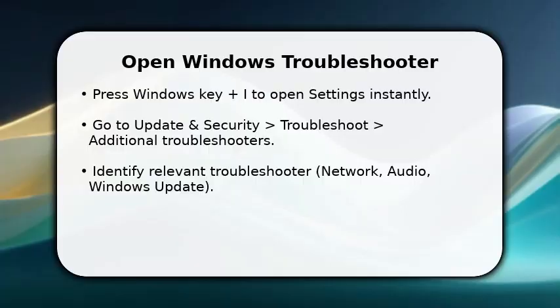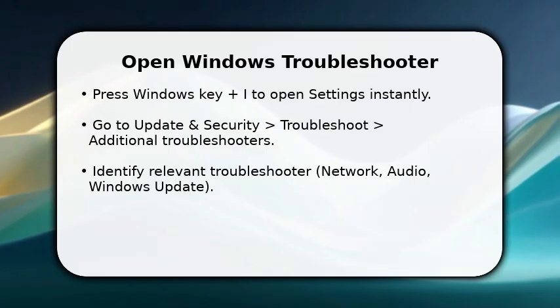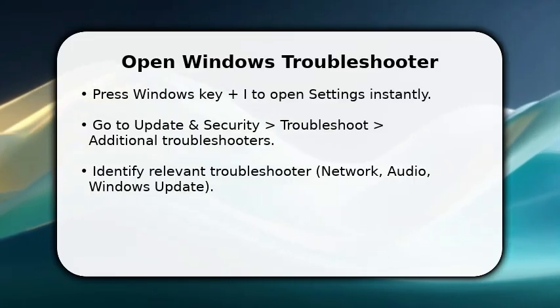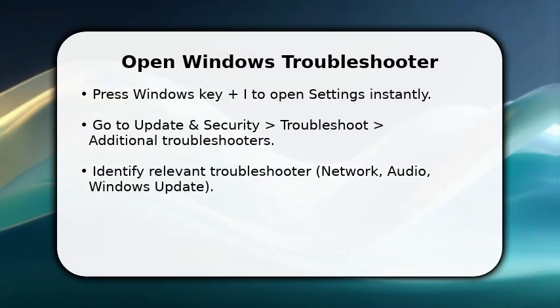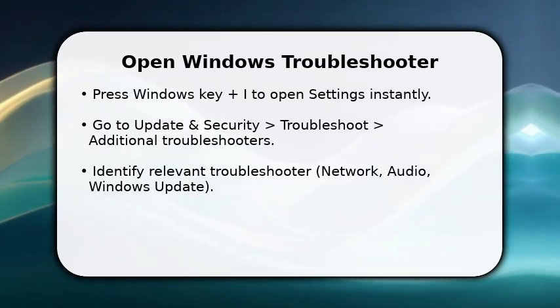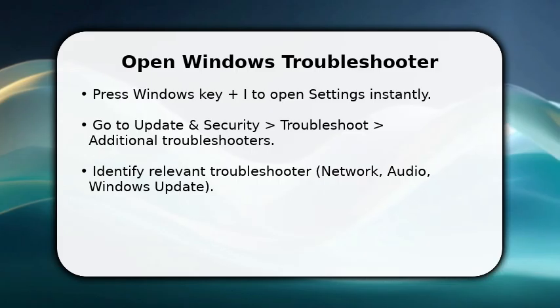Please enjoy the video. You start by opening Settings quickly. Press Windows key plus I. Once done, navigate to Update and Security, then Troubleshoot and click Additional Troubleshooters so you see all options.